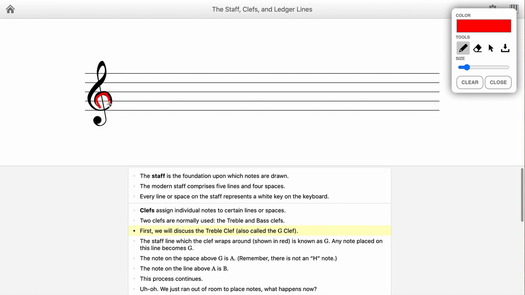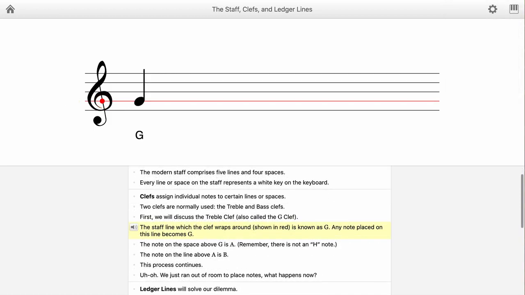This part of the treble clef circles the second line. The second line is called G. Any note placed on this line becomes a G. There are only 7 letters in the musical alphabet: A, B, C, D, E, F, and G. After G, we start over again with letter A.